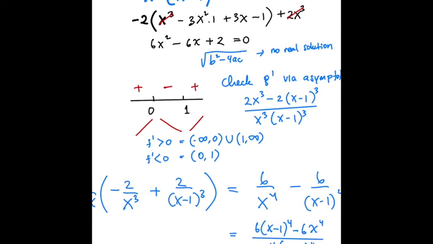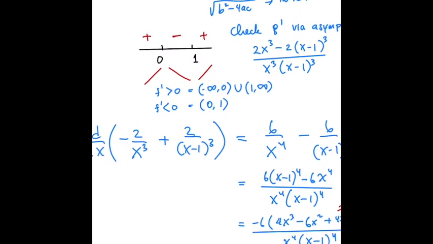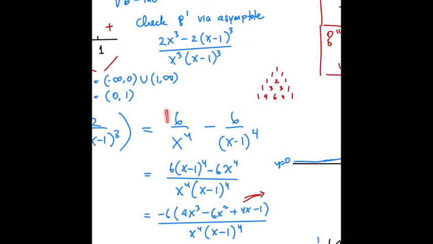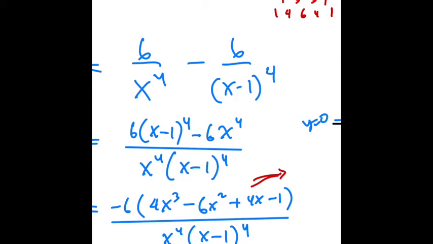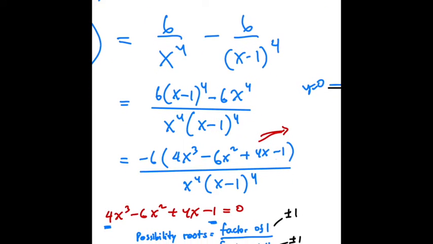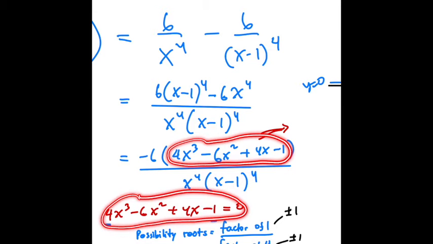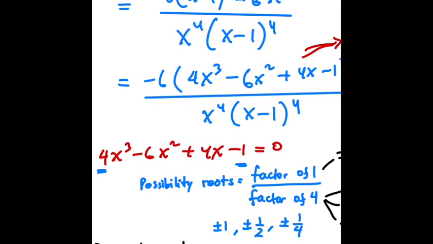Then let's move on to the g double prime. So this is g prime, we differentiate and we get this. We can simplify this, and we can also expand this x minus 1 with 4, and we get this form. To check the sign, we have this polynomial function of degree 3.